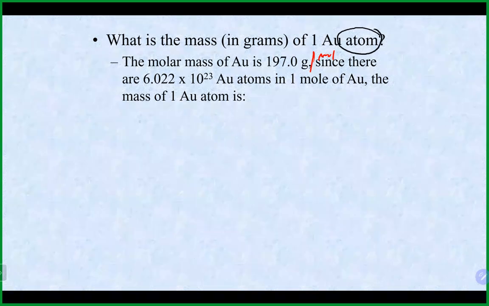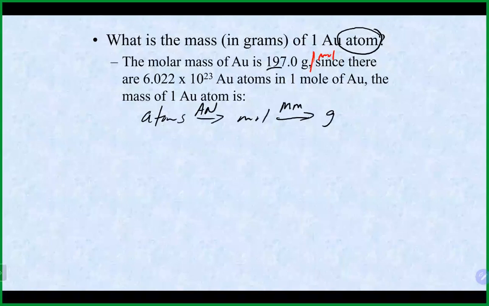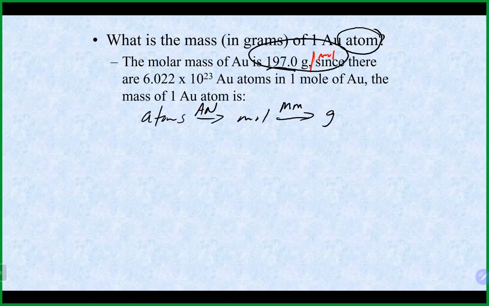The pathway here is we'd want to go from atoms to moles, as Avogadro's number would do that for us, and then from moles to grams using the molar mass. Those are the two conversion factors. If it wasn't given to you, which it probably would not be, go to the periodic table and find the molar mass for gold. And we do need to know Avogadro's number, which is 6.022 times 10 to the 23.